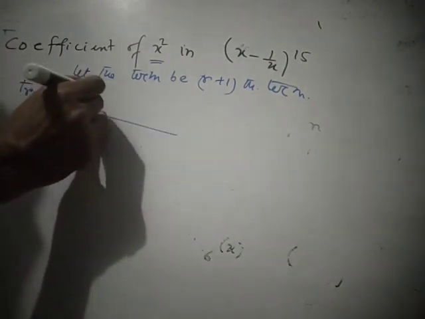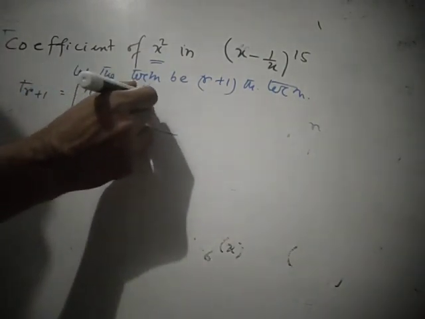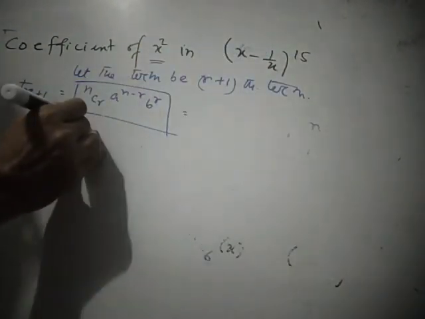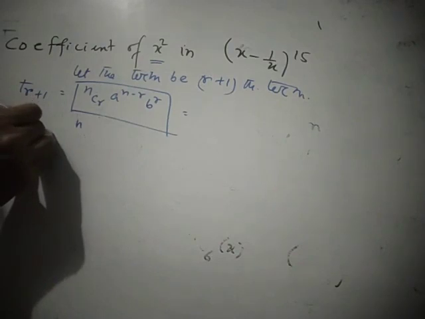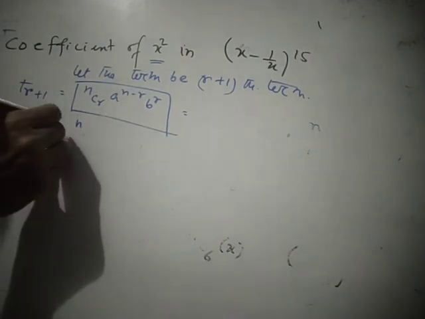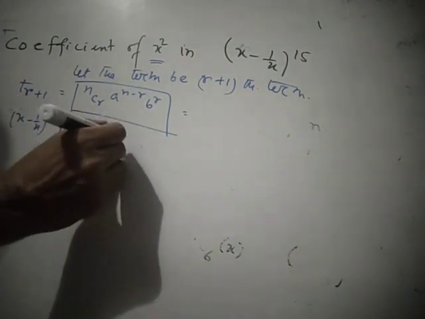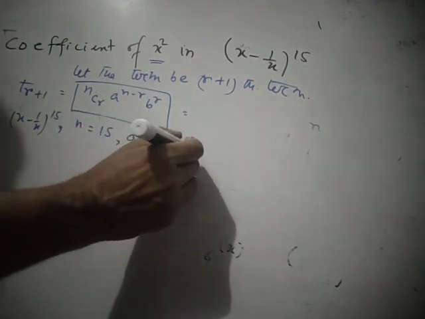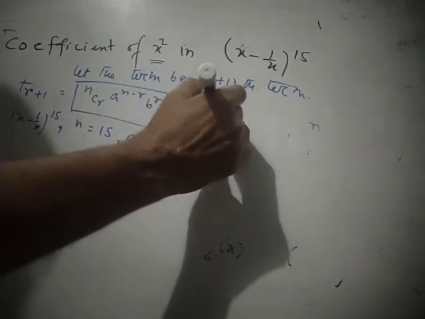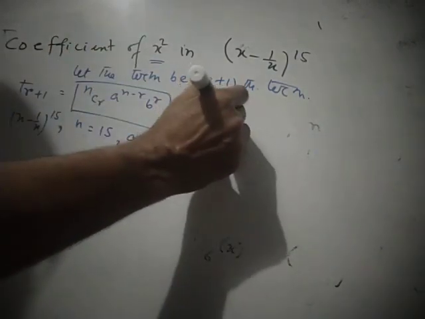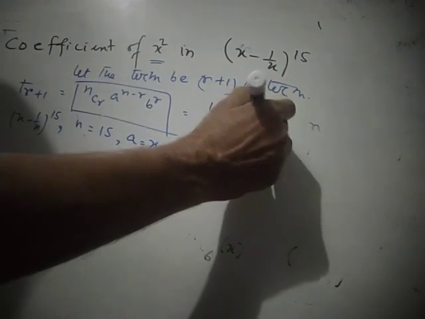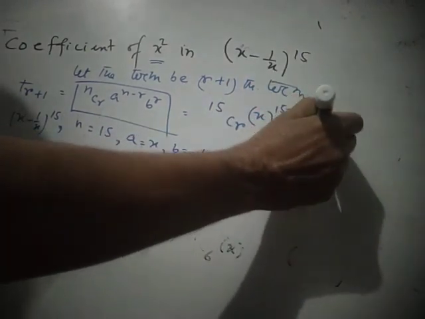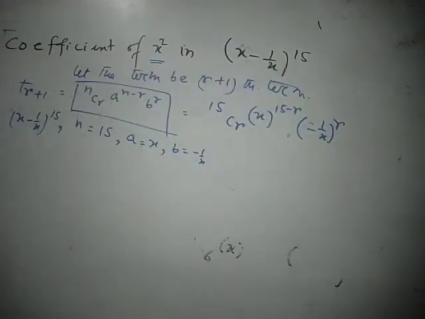Formula wise, T(r plus 1) equals nCr into A to the power n minus r into B to the power r. Here n is 15, A is x and B is minus 1 by x. So if we apply this for the r plus 1 term, it will be 15Cr into x to the power 15 minus r into minus 1 by x whole to the power r.